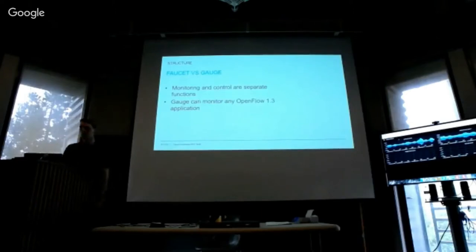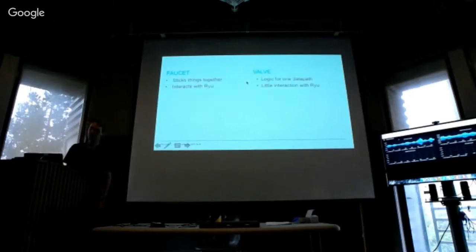I suspect I'm going to have need of writing it to support 1.0 to 1.5 at some point for my PhD. So that's not really of any benefit to Faucet, but that'll be an interesting thing, perhaps. And then within Faucet, we've got Faucet and Valve.